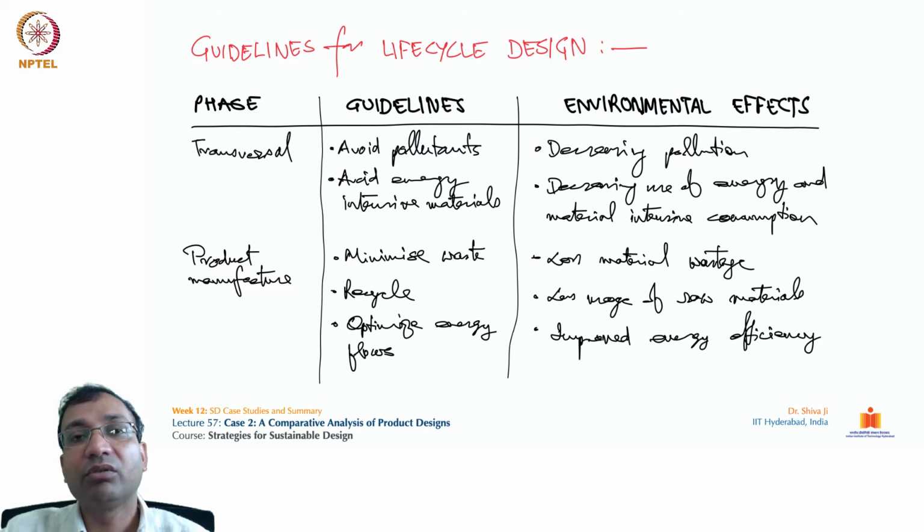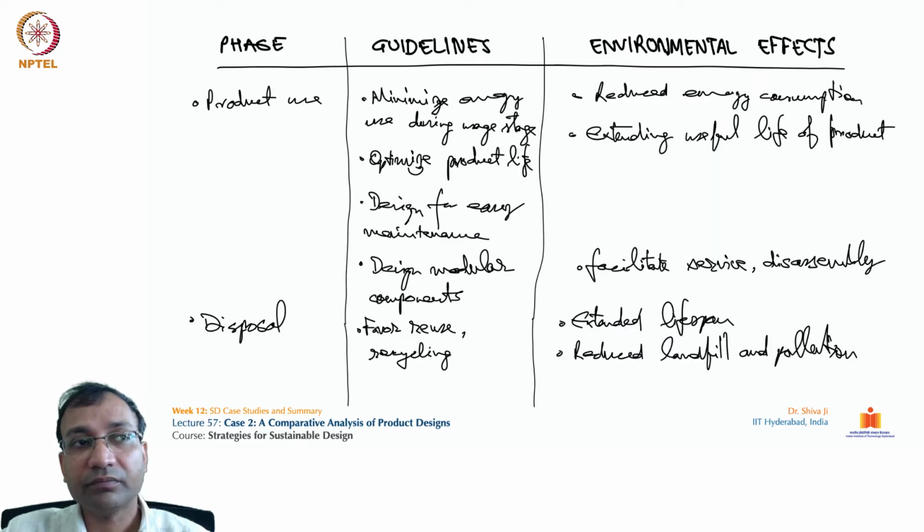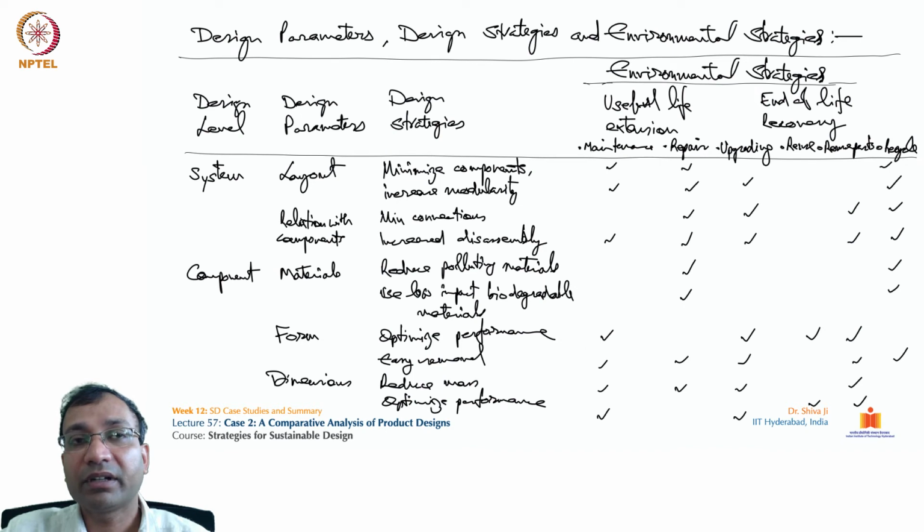And before we go for those examples, it is important for us to understand what kind of strategies, what kind of approaches we are going to take, to address maybe one problem at a time. For example, design for disassembly, design for extended use or lifetime, etc. So some environmental effects caused by these are listed over here. Further, some design parameters, design strategies, and environmental strategies.